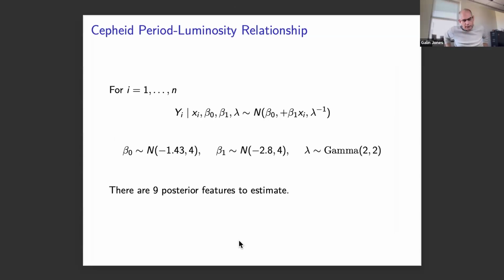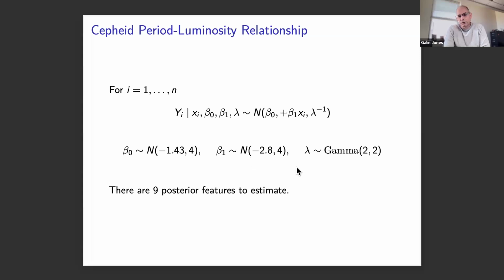So what I'm going to do is, for each, Y here is luminosity, absolute magnitude, and X is the period. And then we're just going to do a simple linear regression model. The priors are informative priors because people have studied this a lot, and I'm centering them around what people kind of accept as reasonable starting values, reasonable prior values to these.